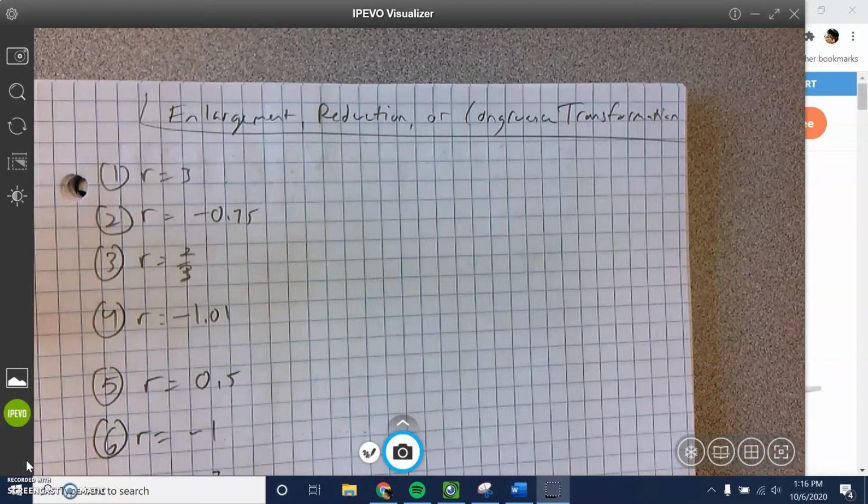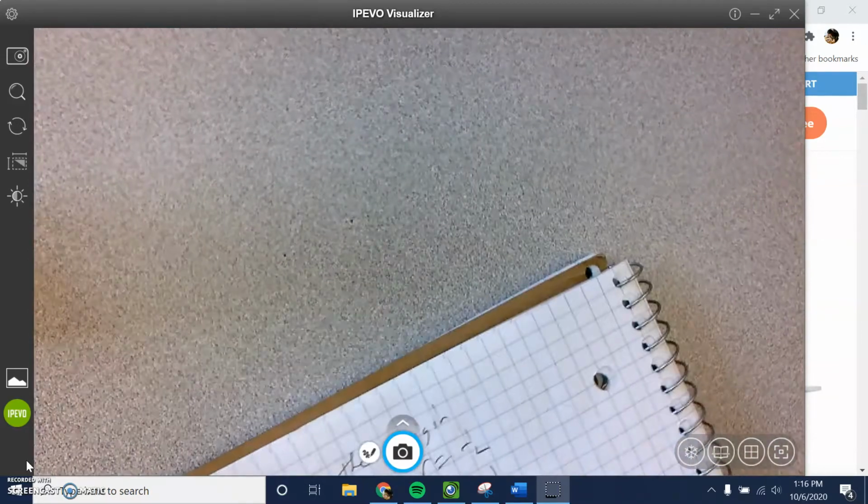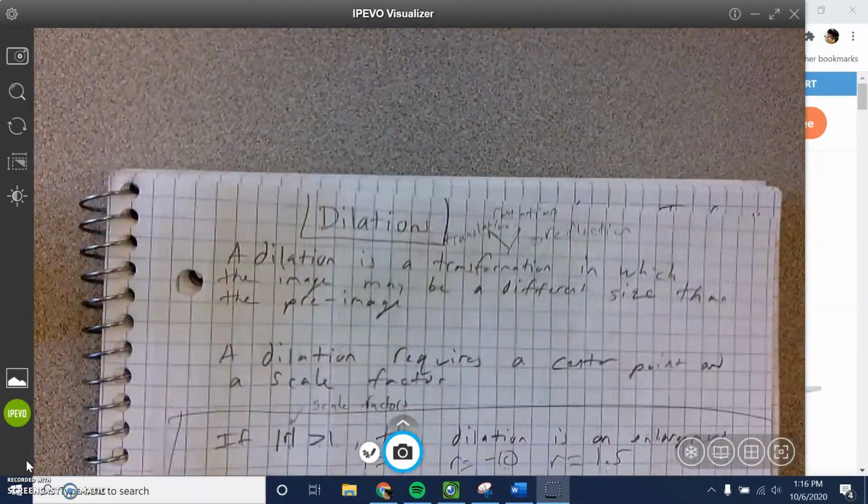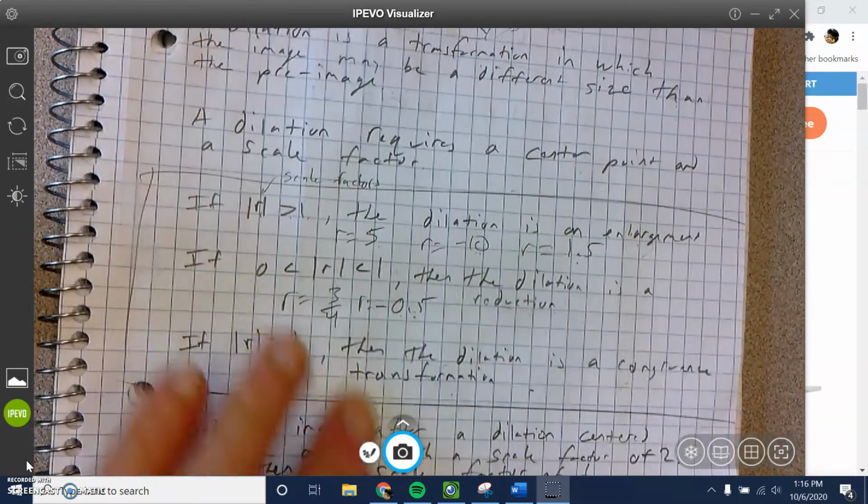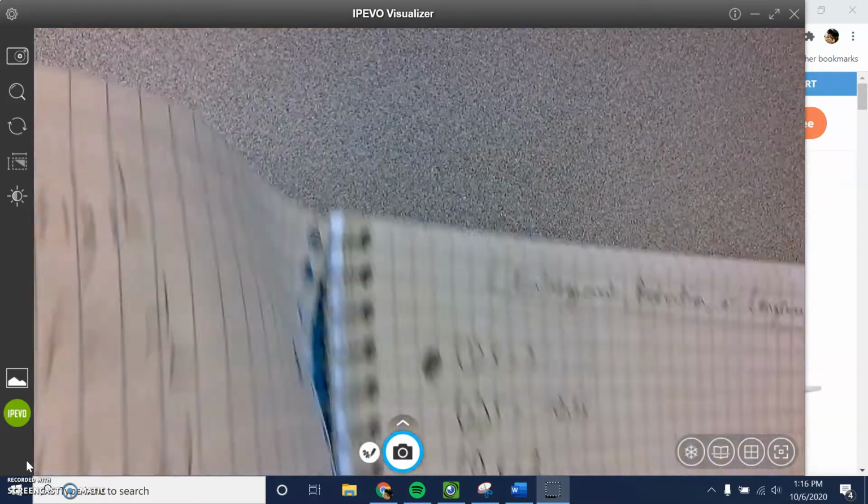I'm going to do the first couple, and I have my eyes on my notes. Got my eyes on my notes right here. This is going to help me. Eyes on my notes. That's how we take notes.